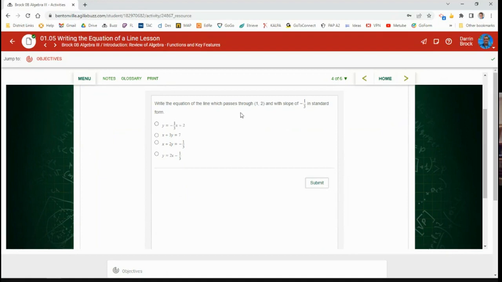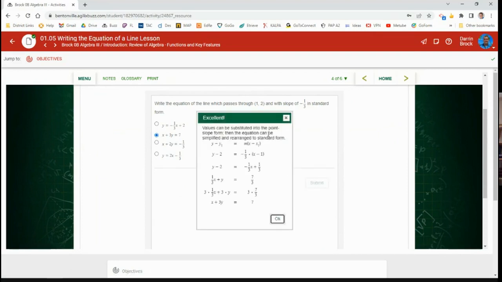So it says write the equation when a line passes through the point (1, 2) with a slope of negative 1/3, but write it in standard form. So you'd have to write this in point slope form because you have a point and you have the slope, and then convert it to standard form. And once you do that, see if it's right. So let's just guess. I don't think this one's right, so I'm going to choose this on purpose. Submit. Oh, excellent. I actually guessed the correct one. Look at that. And then it walks you through exactly how you could have gotten there.